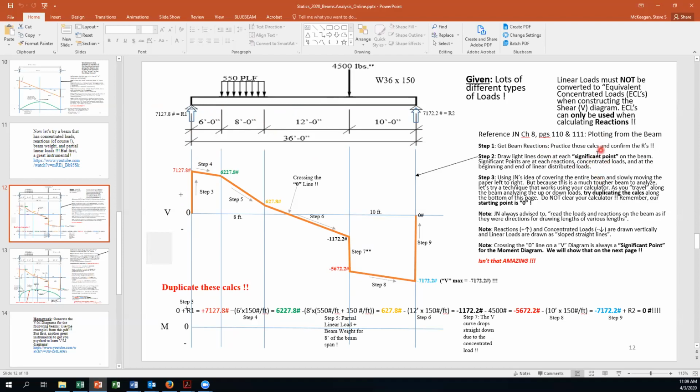This is significant. I didn't hear a laugh, so that's okay. So we're going to drop those down, each one of those lines. This one, yes, is significant because it's the end of the what? What's this called? A partial linear load. This is a significant line because there is a downward concentrated load and, of course, the right reaction and the end of the beam weight.